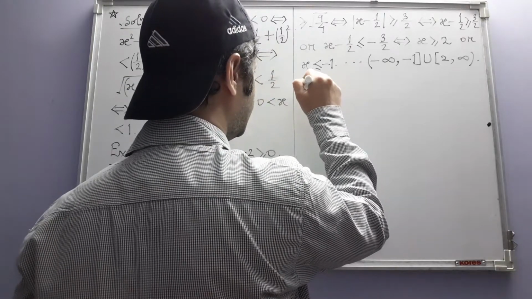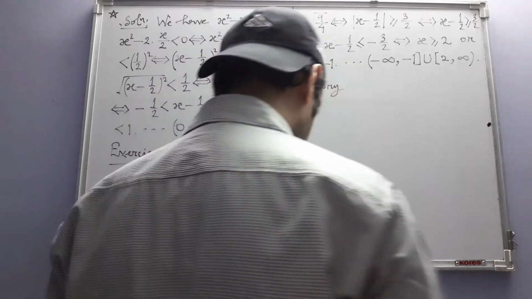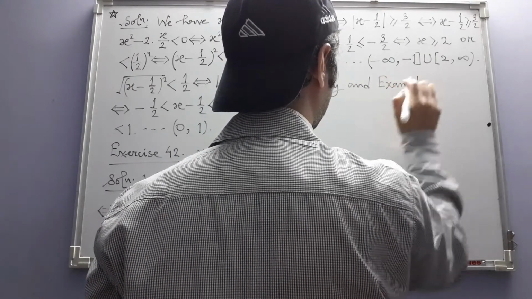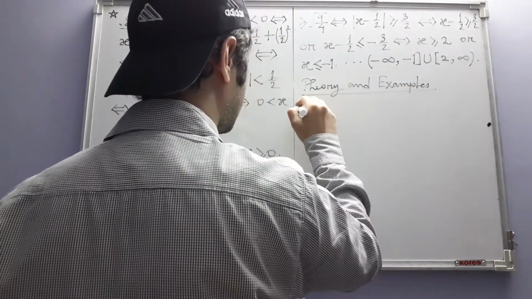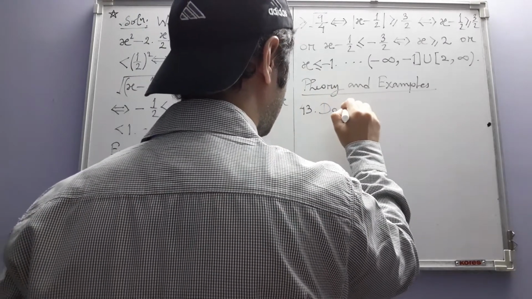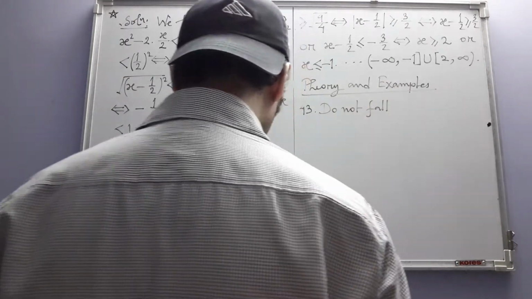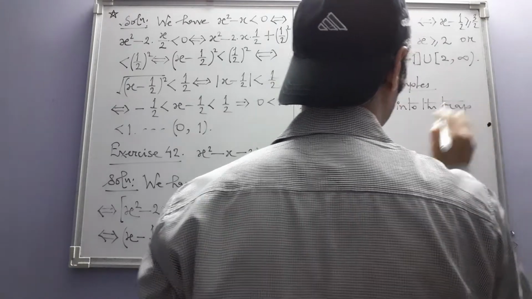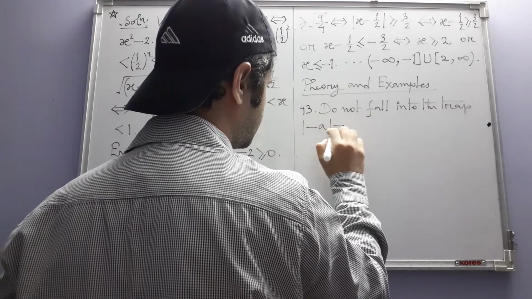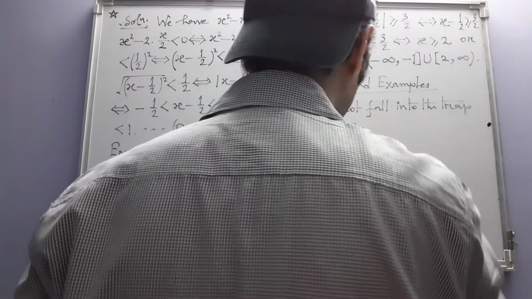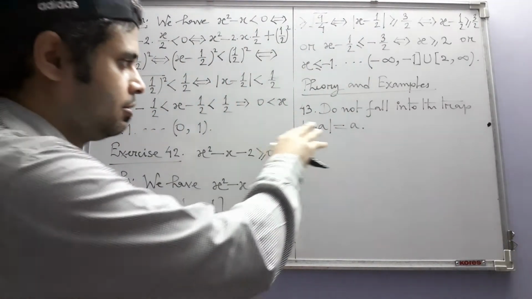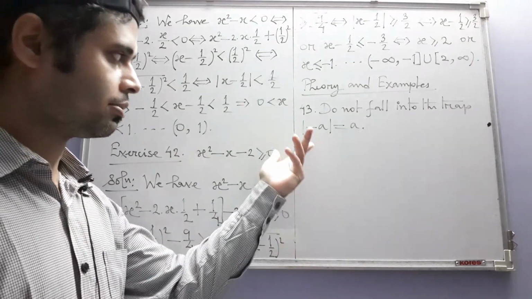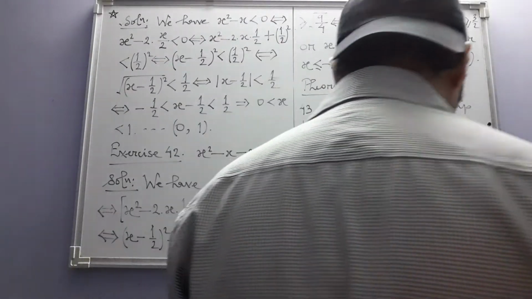Okay. Now leaving the numerical exercises, we now see some theory and examples. Do not fall into the trap that absolute value of minus a is equal to a. Some people will be tempted to just get rid of the minus sign and write a simply because absolute value is there, without bothering to see what a itself is. So this is wrong, it's not always true. We now have to find when it's true and when it's false.